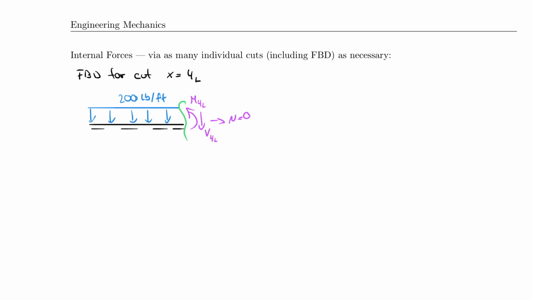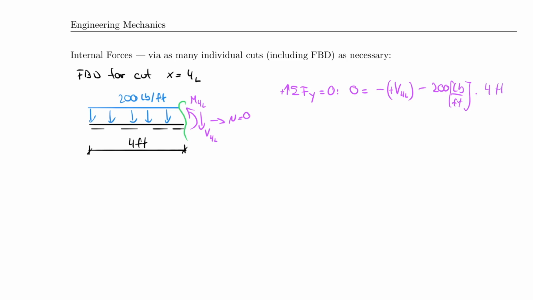So to calculate my V, you can already see what's happening, right? Because my distance here is really equal to 4 feet. I can write out one last time the equation for you. So the sum of the forces in the y direction is equal to 0, upwards positive, and 0 is equal to minus positive defined V4 left minus 200 pounds per foot multiplied by 4 feet. All right, and now I find that my shear force at 4 to the left is really equal to minus 800 pounds in this case. And it is important to understand that it's minus, because that means we have to draw it underneath the beam.